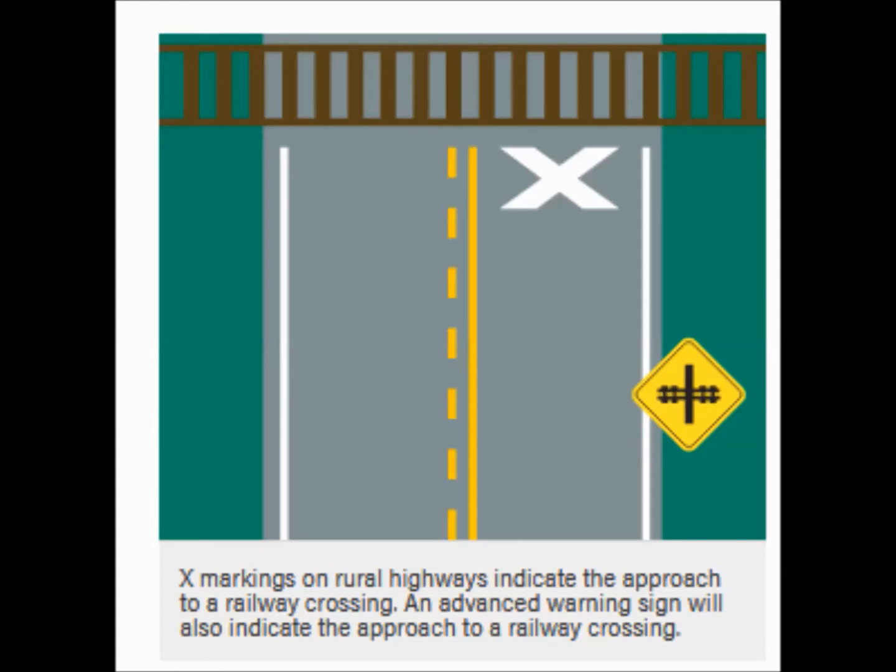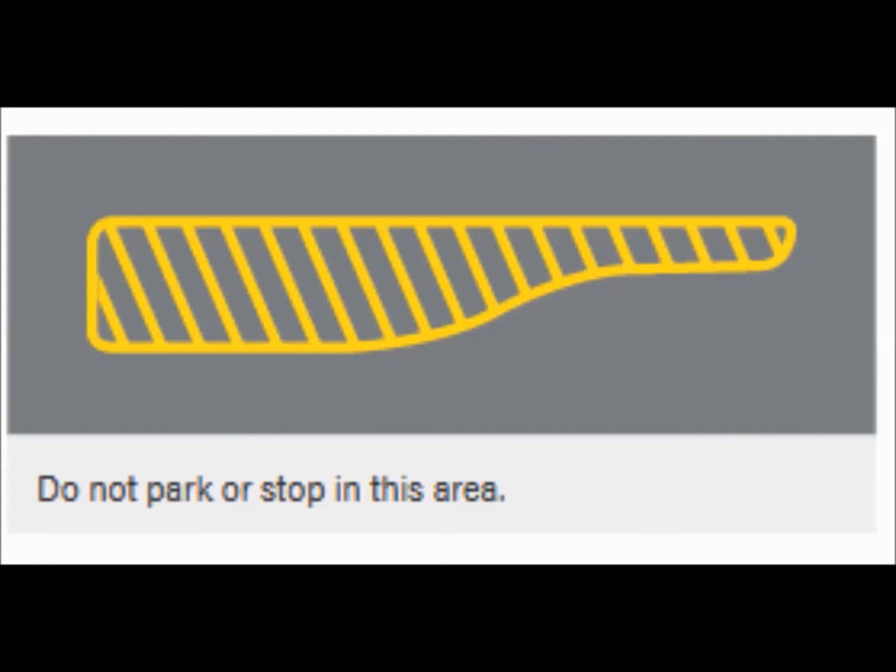Painted Island. Painted islands indicate that this area is not to be used for travel by any road users. Motorists can cross painted islands for the purpose of entering or leaving a driveway, alleyway, or private drive. Image description. A gray rectangle symbolizing pavement. There is an oblong shape with yellow coloring and diagonal yellow lines going across it. Do not park or stop in this area.